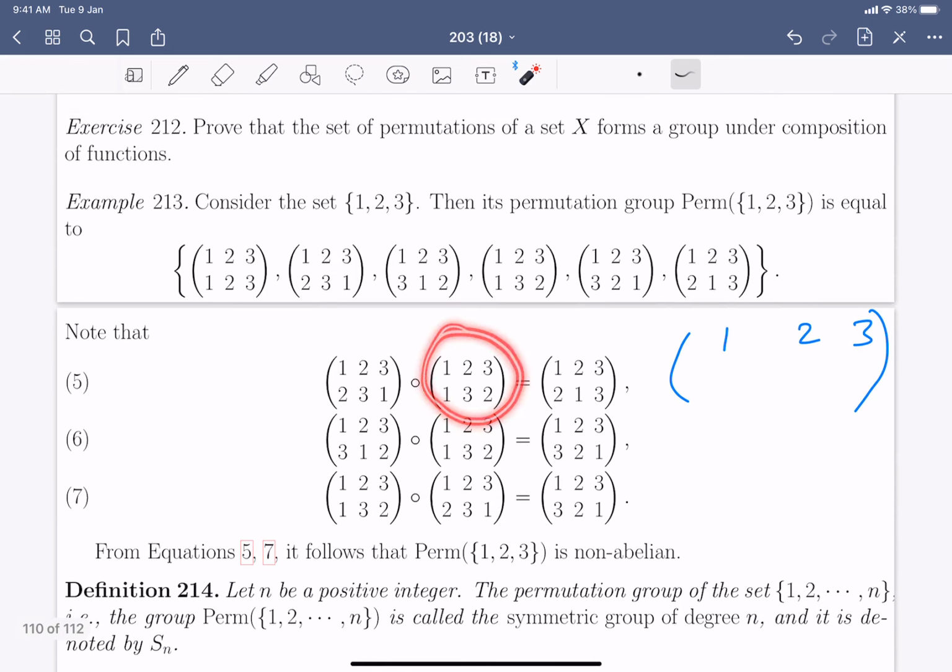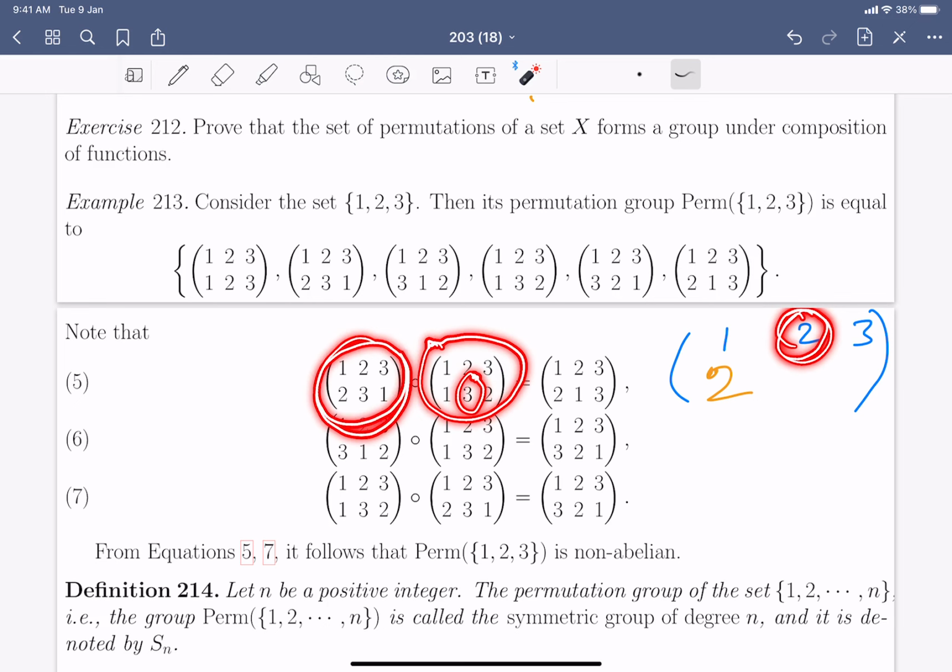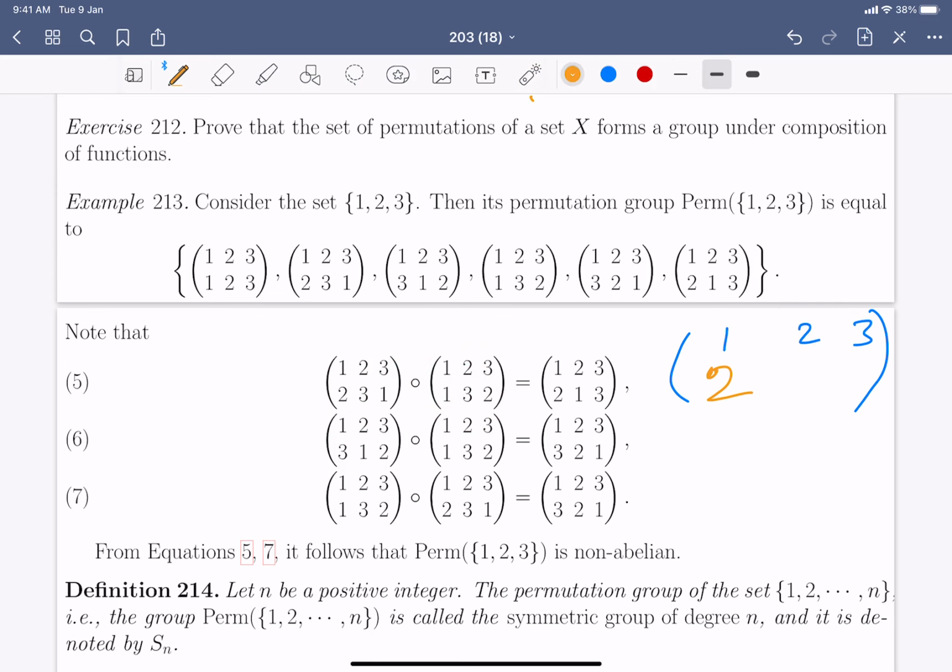If we apply this map to 1, then 1 goes to 1, and now you apply this map to 1, so then it will go to 2. So we have 2 here. Then you take this element 2, and if you apply this permutation to it, we end up obtaining 3. And when this permutation is applied to 3, we end up getting 1. So you should write 1 below it.